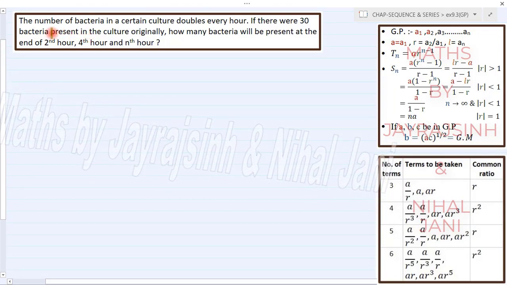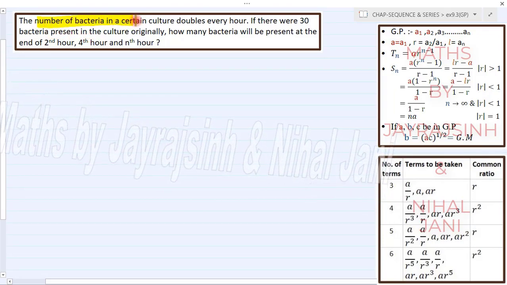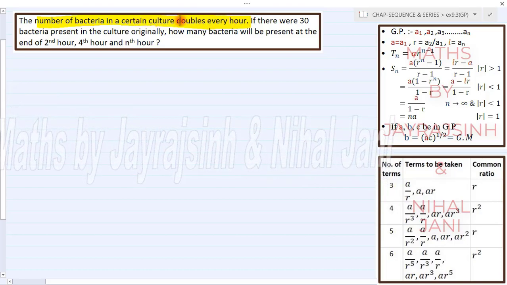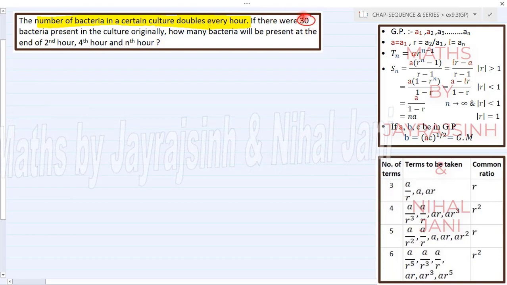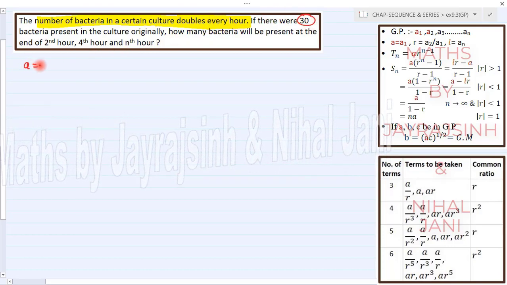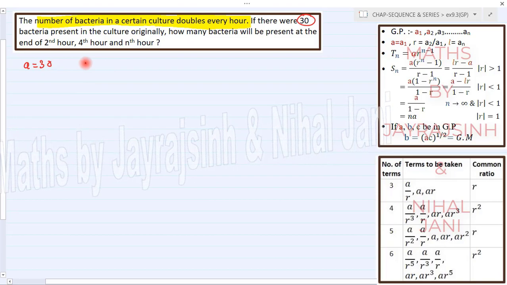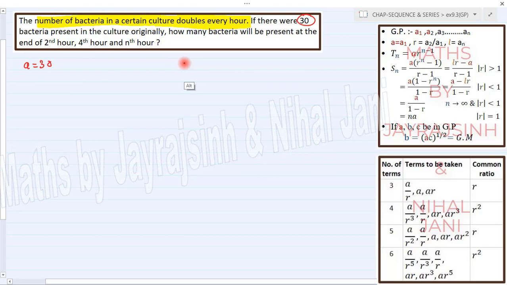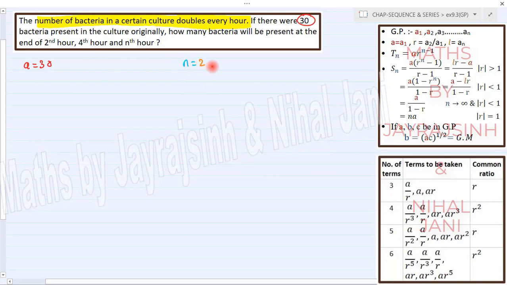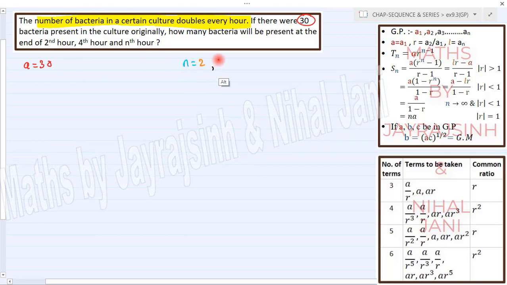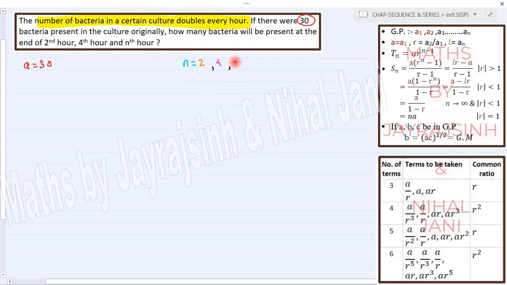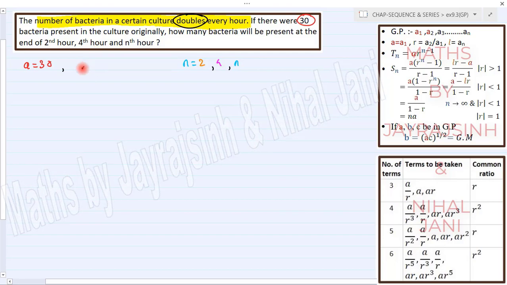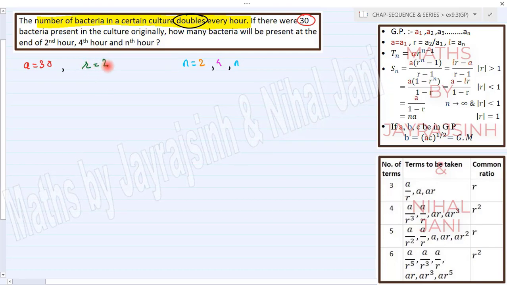Here we have one problem solved. The number of bacteria in a certain culture doubles every hour, and if there were 30 bacteria, or we can say initially we have 30 bacteria, then how many bacteria will be present at the end of n is equal to 2 hours, n is equal to 4 hours, and after the nth hour, given that it doubles in each hour.